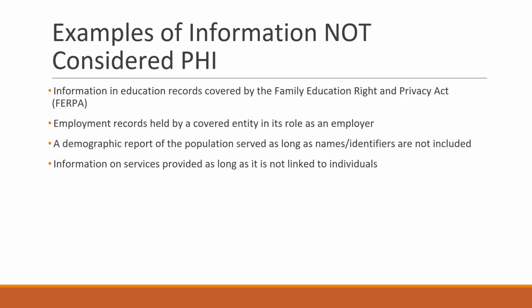Some examples of information not considered PHI: information in education records covered by the Family Educational Rights and Privacy Act; employment records held by a covered entity in its role as the employer; a demographic report of the population served, as long as names and identifiers have not been included; and information on services provided, as long as it is not linked to individuals.